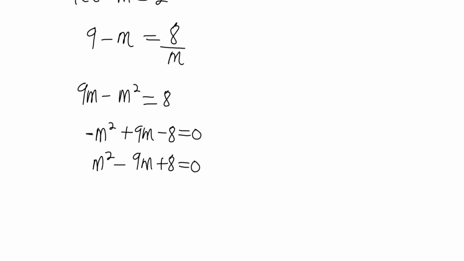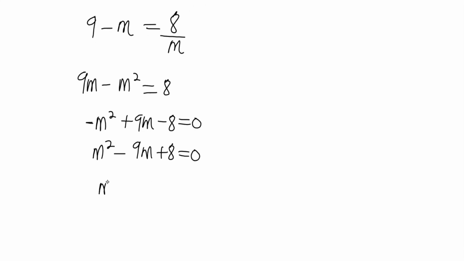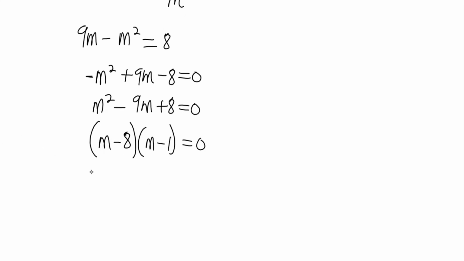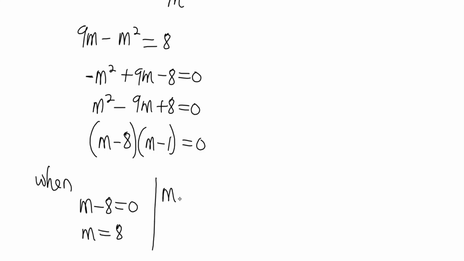When we factorize this, our factorized terms are going to be m minus 8 and m minus 1, which is equal to 0. From here, we can now find the value of m. So when m minus 8 is equal to 0, then our m value here is equal to 8. In the same way, when m minus 1 is equal to 0, then our m value here is equal to positive 1. So here we have two values for m now.